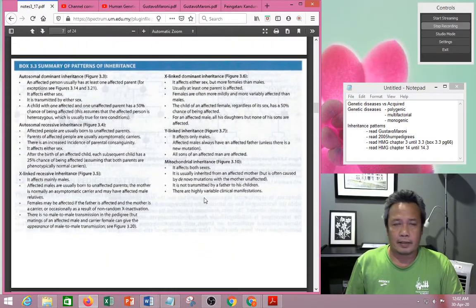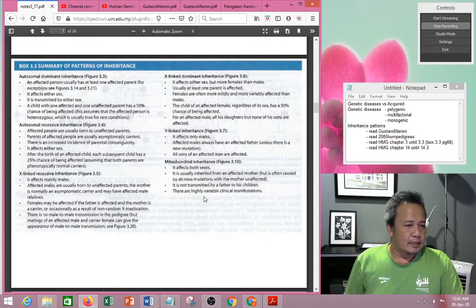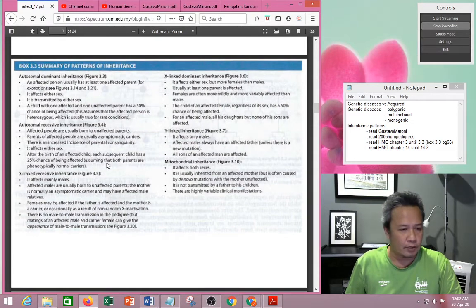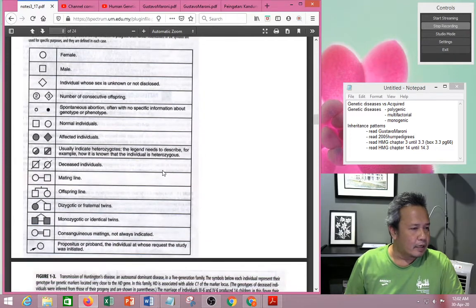So this is the box I mentioned in Human Molecular Genetics. You can have a look at them. The other thing is that one of the books says 5 and another says 6. These are the 5 modes of inheritance, and then you have mitochondrial inheritance. This is from Gustavo Maroni.